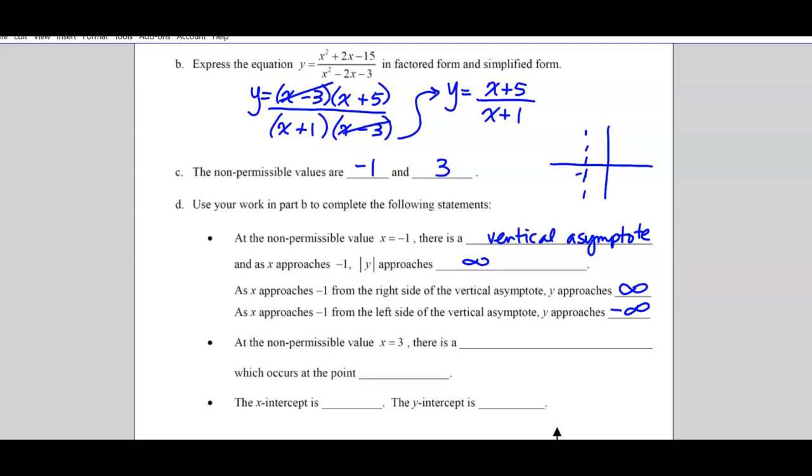At x equals 3, there is a point of discontinuity. Okay, so the x value is 3. You need to put 3 in here. So 3 plus 5 is 8 over 4. So the y value is 2.